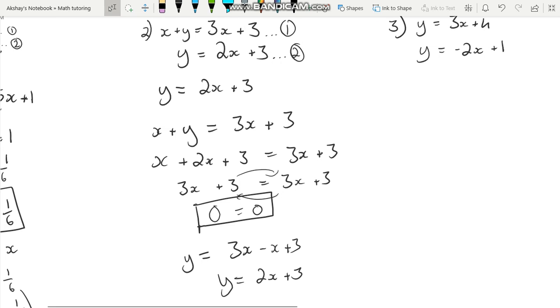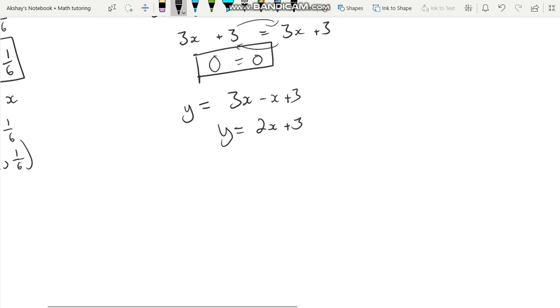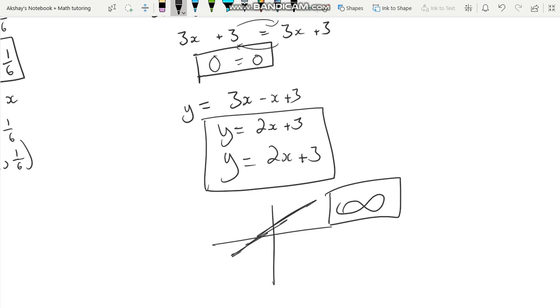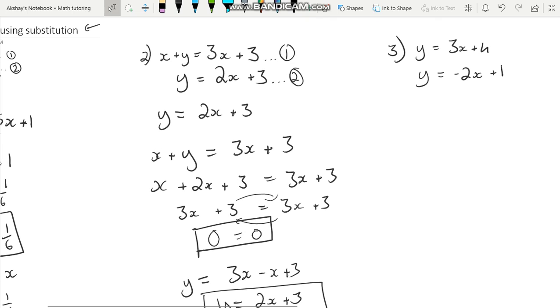And oh my, if you can see, both my equations are the exact same. Y is equal to 2x plus 3. That means they're the exact same line, which means I have infinite solutions. Sorry about that. So I have infinite solutions, infinite intersection points for this question.